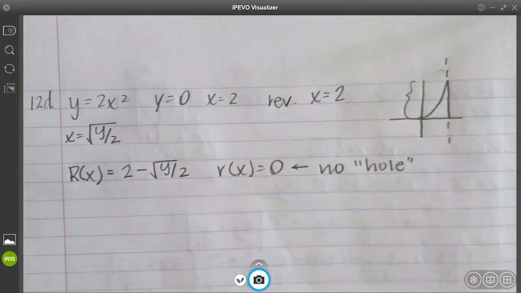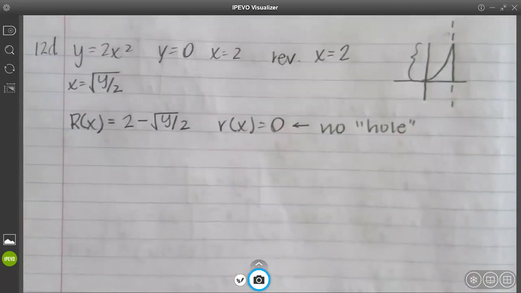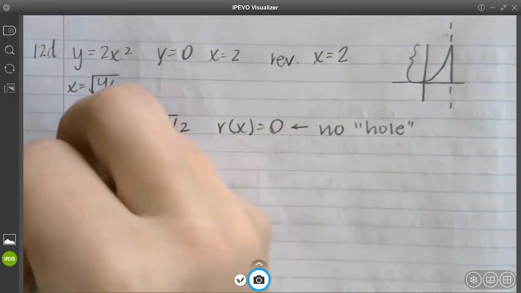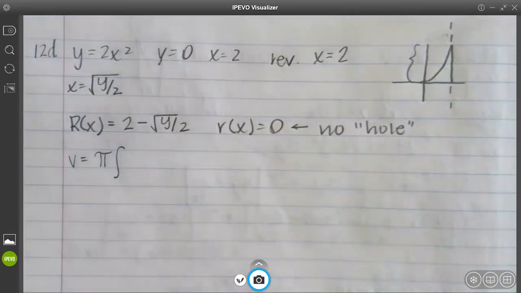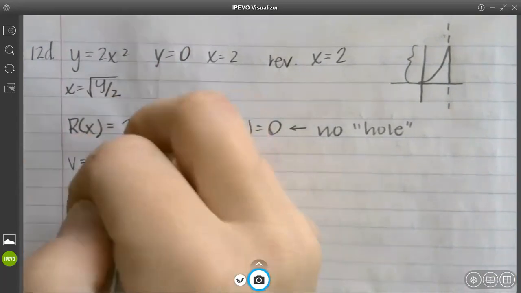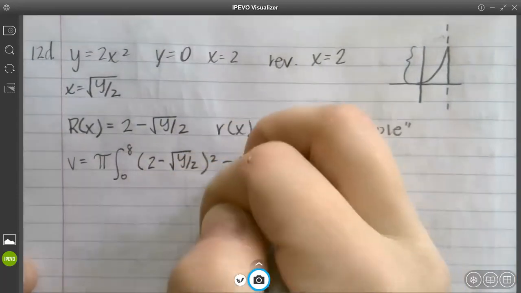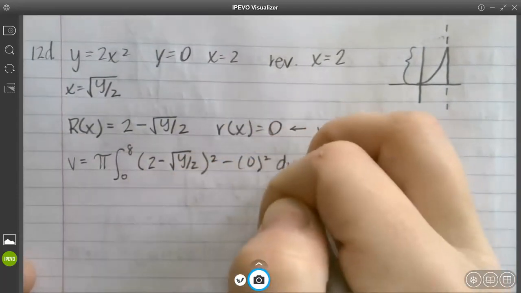Do y'all understand what I mean by that? Does anybody not understand about the hole? Okay, I'll be asking in a minute. All right. Volume equals, where are we going from? 0 to 8. Your big R: 2 minus the square root of y over 2, squared. And I'm going to put the 0 squared just so you can see it, but you don't have to.